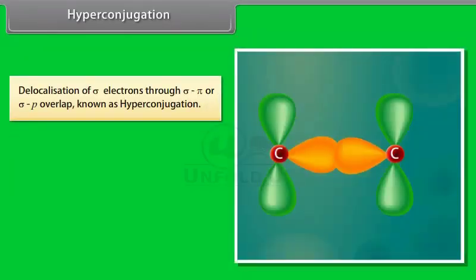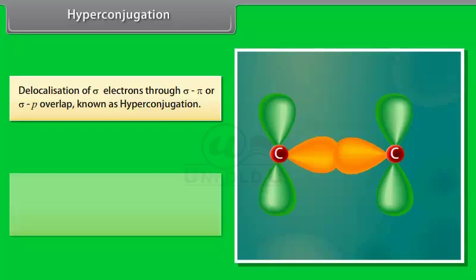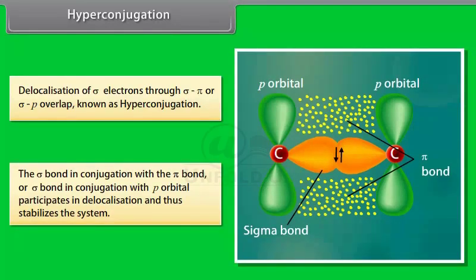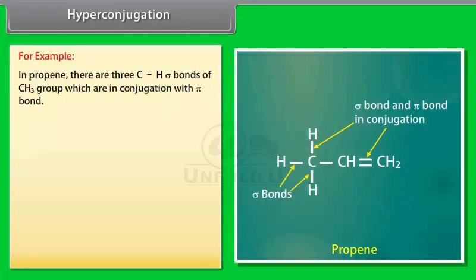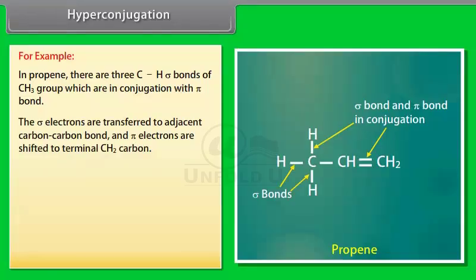Hyperconjugation. Delocalization of sigma electrons through sigma-pi or sigma-p overlap is known as hyperconjugation. The sigma bond in conjugation with the pi bond, or sigma bond in conjugation with the p orbital, participates in delocalization and thus stabilizes the system. For example, in propene, there are 3 C-H sigma bonds of the CH3 group which are in conjugation with the pi bond. The sigma electrons are transferred to the adjacent carbon-carbon bond and pi electrons are shifted to the terminal CH2 carbon.